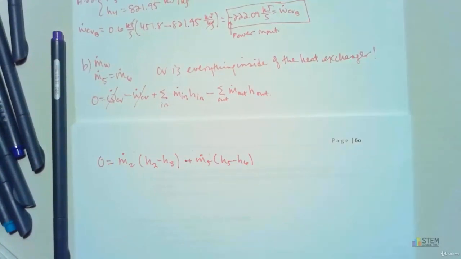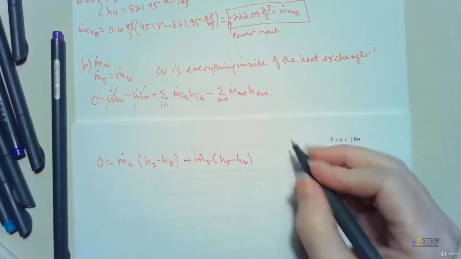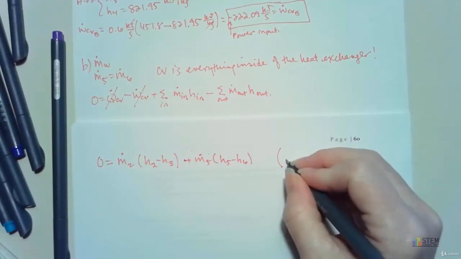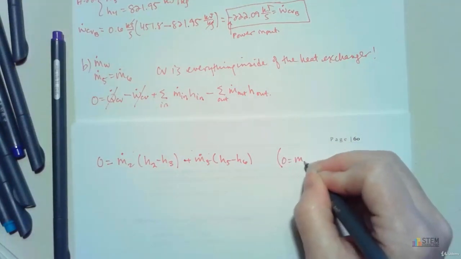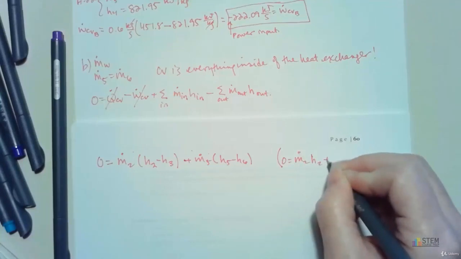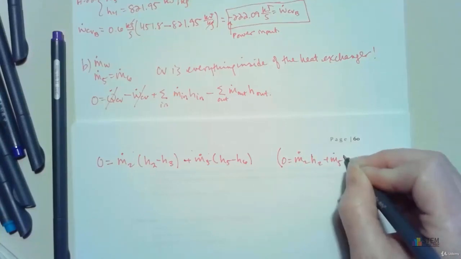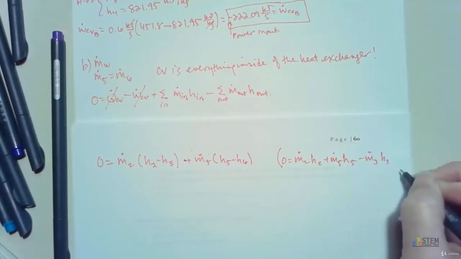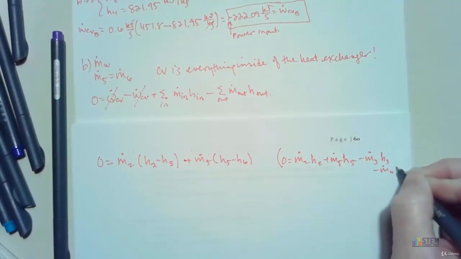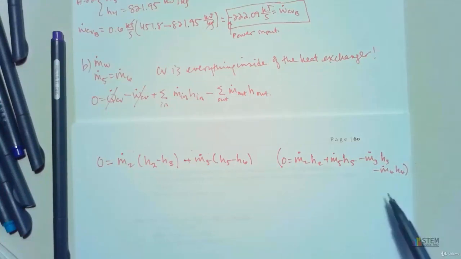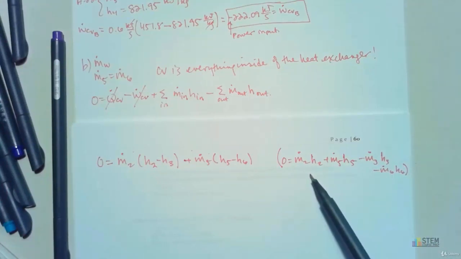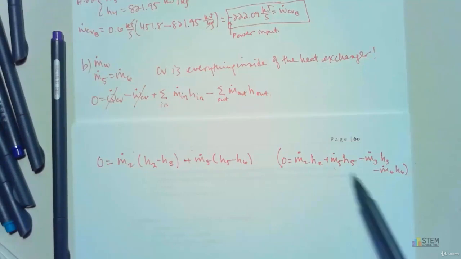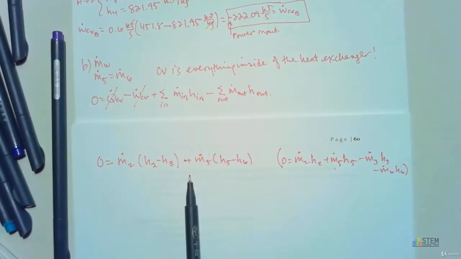All right. If it's easier for you to see it, you could write the whole thing out. I'll put it over here on the side. So it'd be 0 equals M2 dot times H2 plus M5 dot times H5 minus M3 dot times H3 minus M6 dot times H6. But then we know that M2 dot equals M3 dot, M5 dot equals M6 dot. So I just simplified it and wrote it in this form.